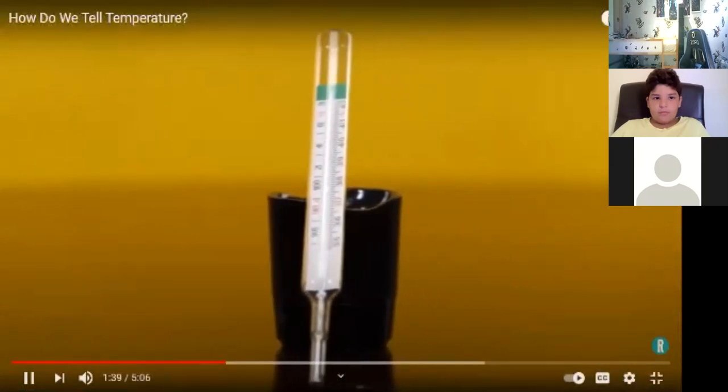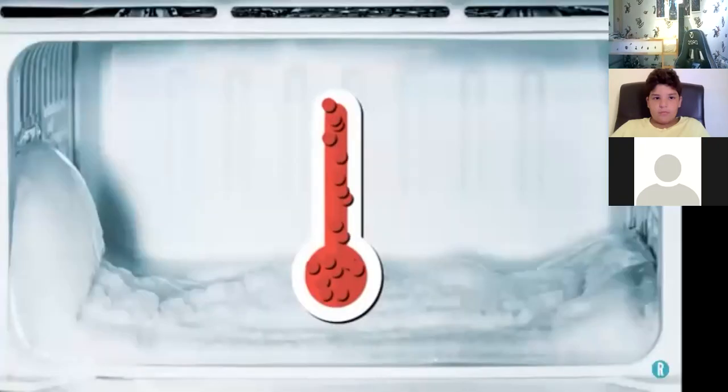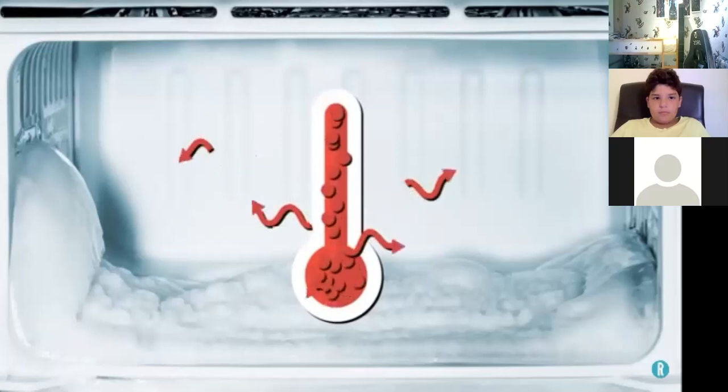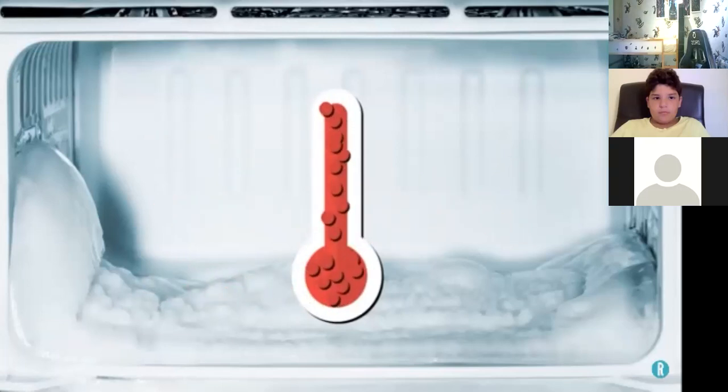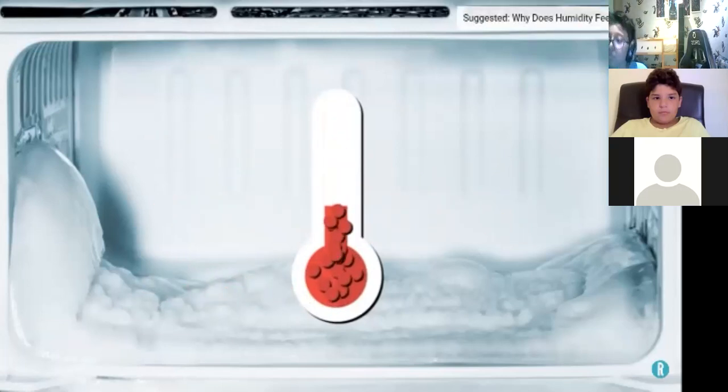Consider the bulb type, that liquid in a glass tube thing you know and love. Imagine it's in the freezer. The thermometer loses heat to the surroundings. That means the molecules in the liquid slow down, and the liquid contracts, pulling its level down the scale.